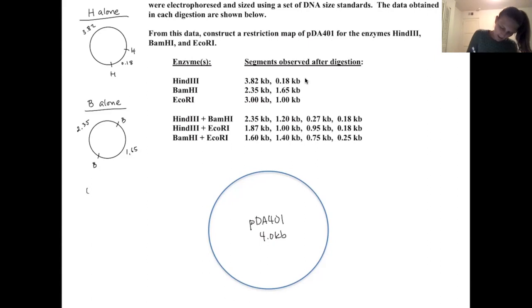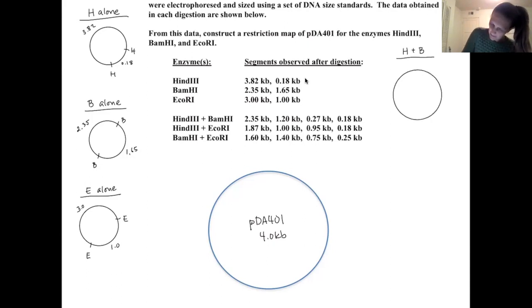And then we have EcoR1 alone. And that will also give us 2 cut marks with a 1 kilobase piece and a 3 kilobase piece. All right, 3.0. So now what I'm going to do is try to look at them together. So this is going to be HinD plus BAM.